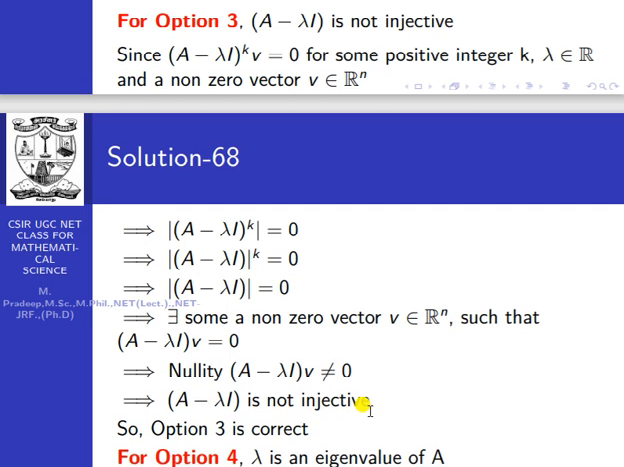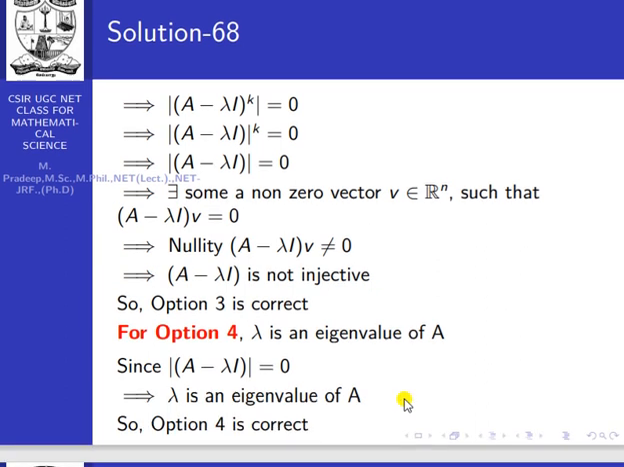Why not injective? Because for some non-zero vector this is satisfied. That means there are many solutions. Okay? So A minus lambda I is not injective. Since the nullity, the solution space, is not equal to 0, A minus lambda I is not injective. So option 3 is correct.